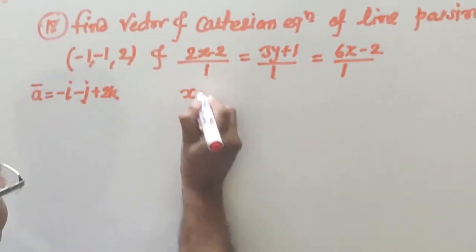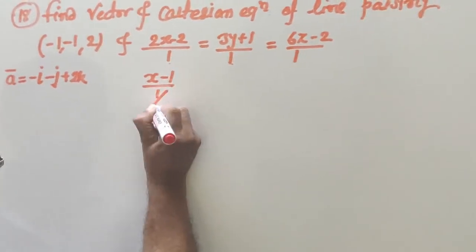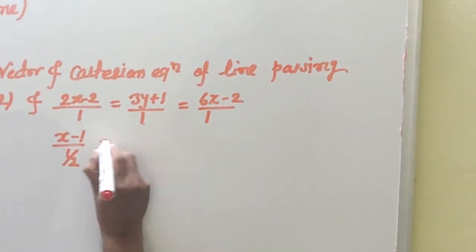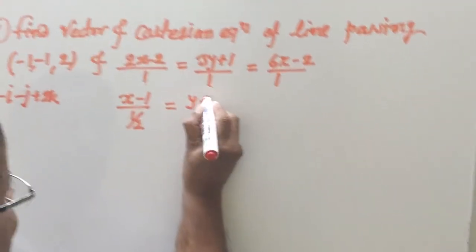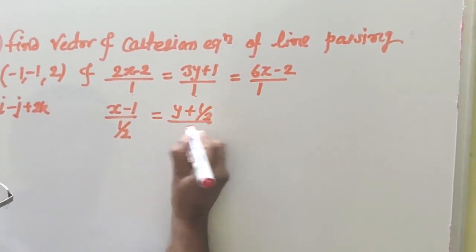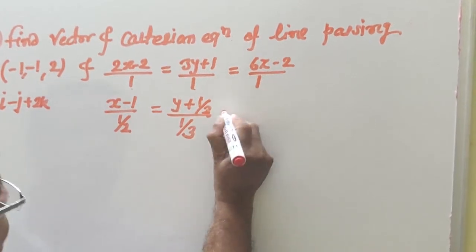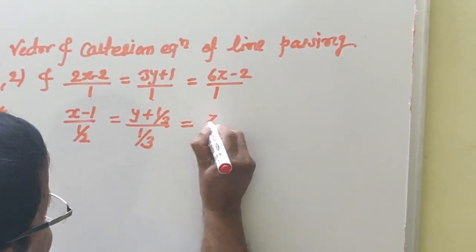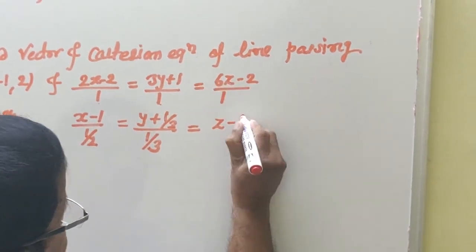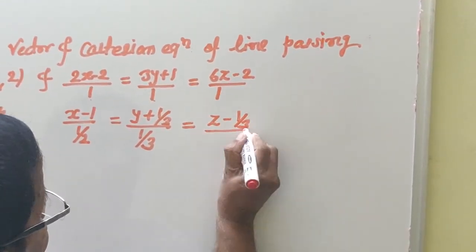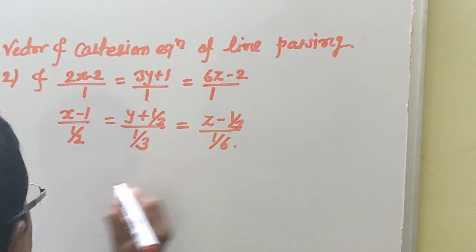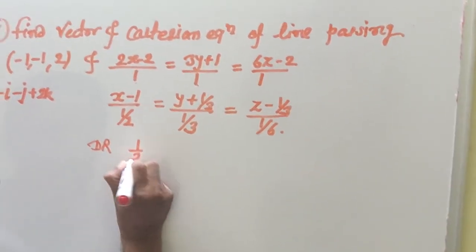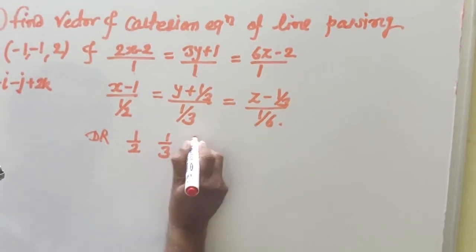So what will come here? (x minus 1/2) upon 1 by 2. Okay. Now here also 3, so I will divide by 3. So (y plus 1 by 3) upon 1 by 3. Okay. Now here I am dividing by 6. So (z minus 2 by 6), that is again 1 by 3 upon 1 by 6 will come here. The direction ratios of these lines are 1 by 2, 1 by 3 and 1 by 6.